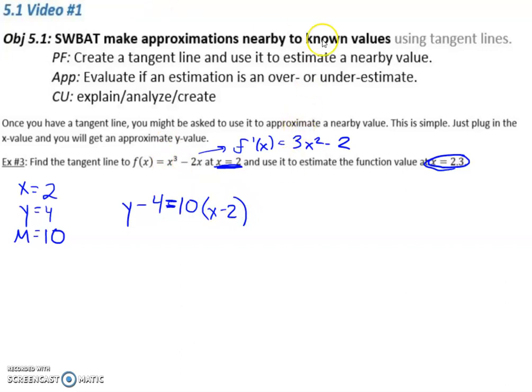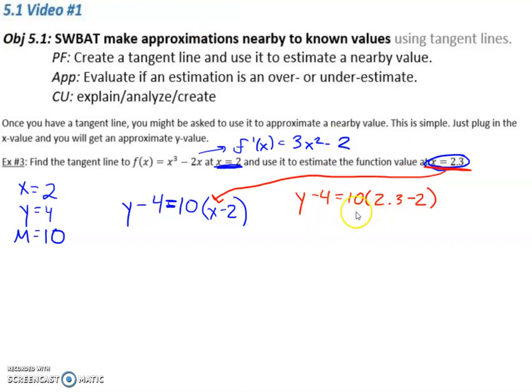The last part now is actually, in my opinion, the easiest part. They want an estimation of the function value at x equals 2.3. Well, we're going to plug it in right there. 2.3 is close to 2, so I'm expecting that the y value we get is going to be close to 4, because whatever this is, it can't be too far away from the point that we actually used. But we'll see. So y minus 4 is equal to 10 times 2.3 minus 2.